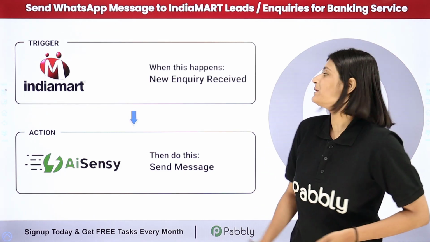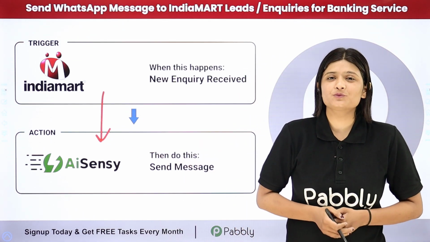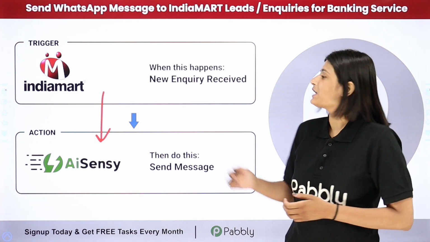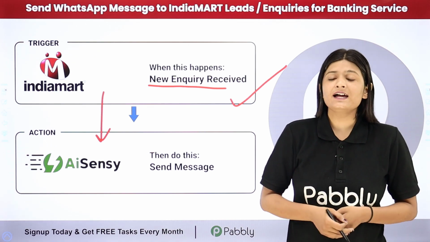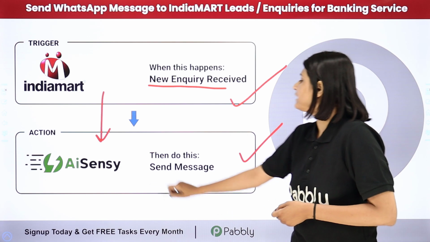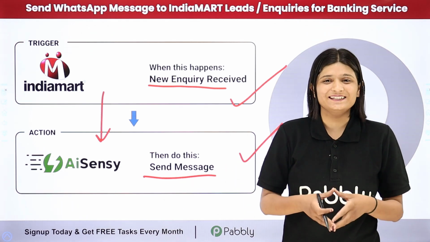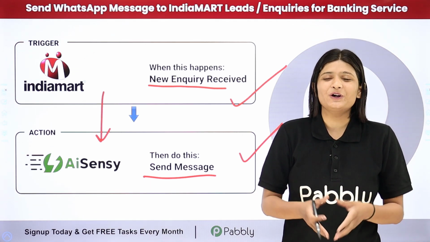Here I just need to build connection between IndiaMART and AI Sensei. Pabbly Connect runs on two principles, which is trigger and action. Here as my trigger application, I am going to take IndiaMART from where I will receive new inquiry or the lead, and then in my action application, I am going to take AI Sensei, with the help of which I am going to send automated WhatsApp message to all these inquiries and leads. If you want to learn this amazing automation step by step, then let me take you all to my screen.